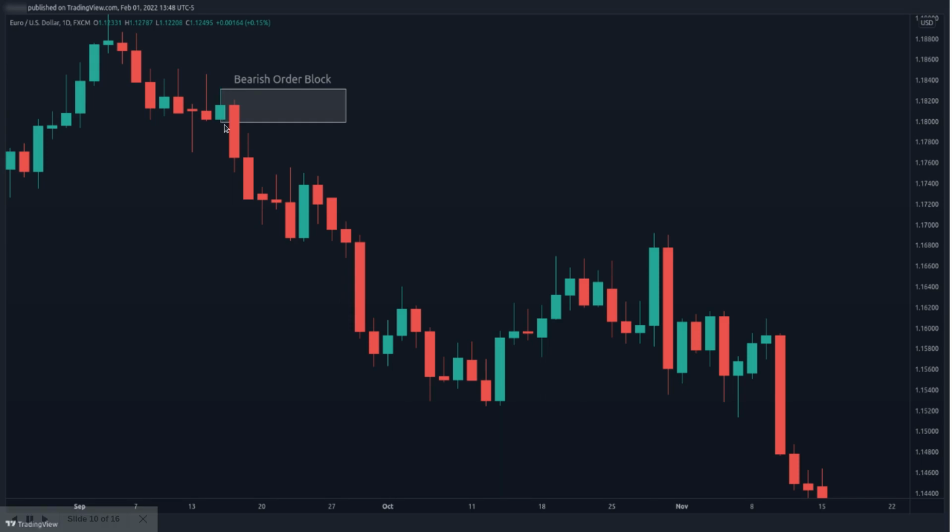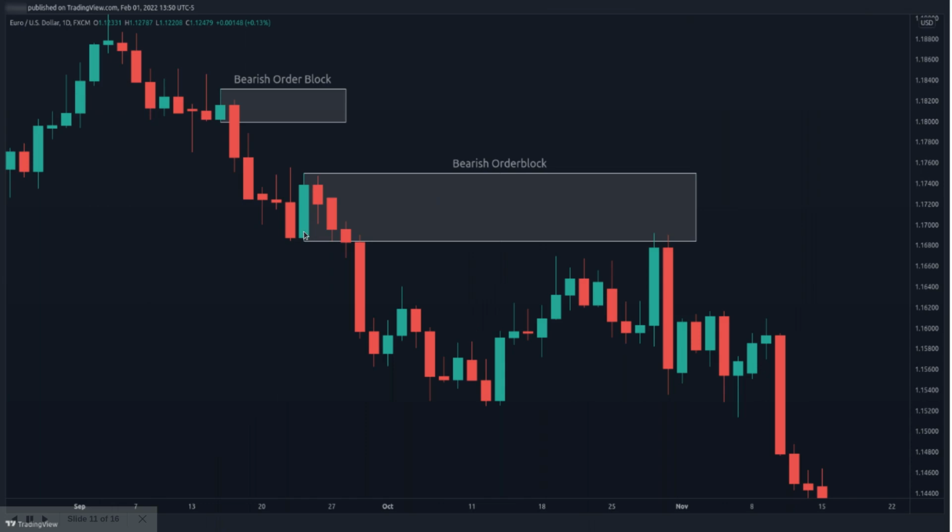Look at that. This up close candle is engulfed by this down close candle here. That becomes your bearish order block. Here's another one here, this candle here. Now here's another interesting part where you can see that the engulfing candle has nothing to do with the order block.